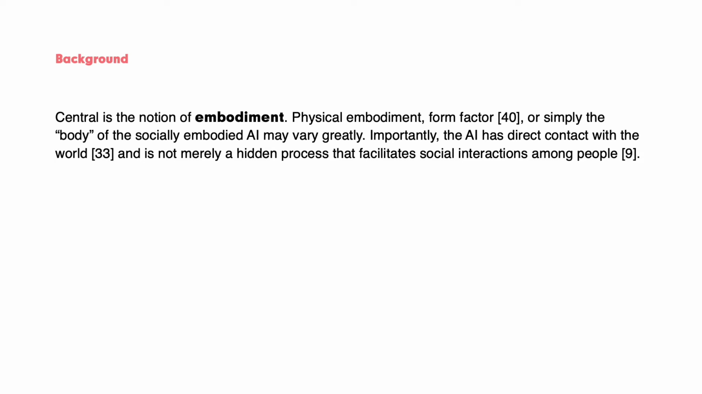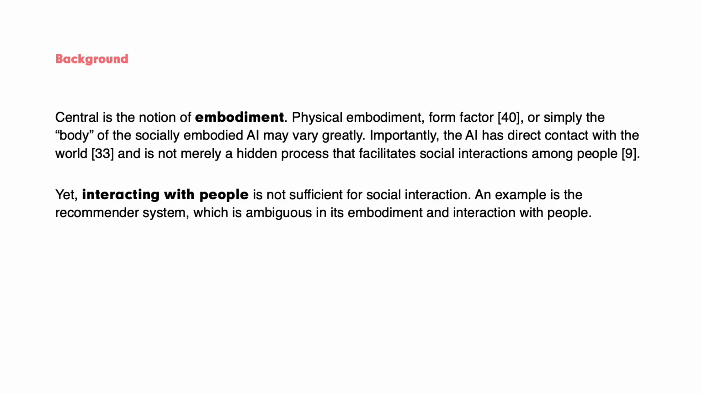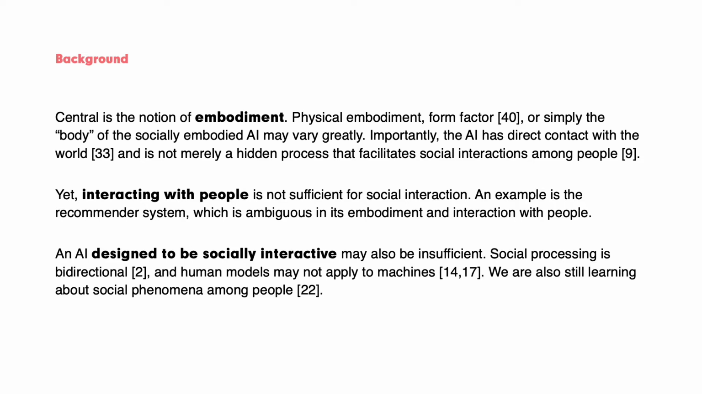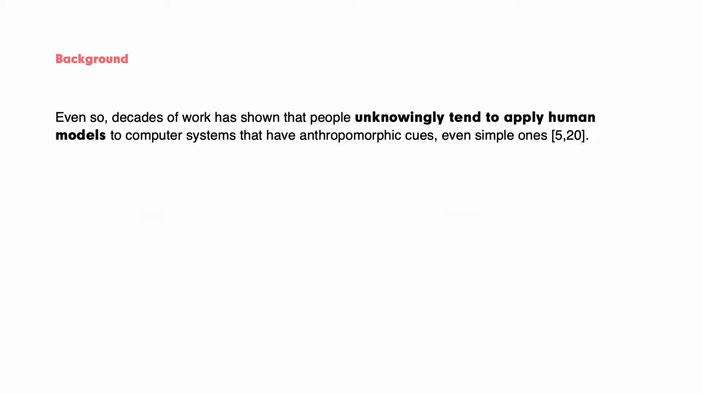Importantly, the AI has direct contact with the world and is not merely a hidden process that facilitates social interactions among people. Yet interacting with people is not sufficient for social interaction. An AI designed to be socially interactive may also be insufficient. Social processing is bidirectional, and human models may not apply to machines. Even so, decades of work has shown that people unknowingly tend to apply human models to computer systems that have anthropomorphic cues, even simple ones.